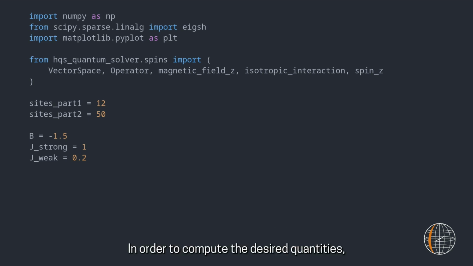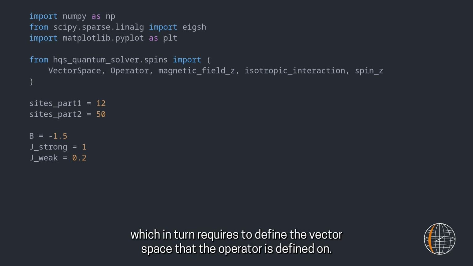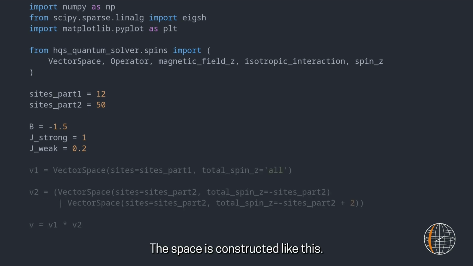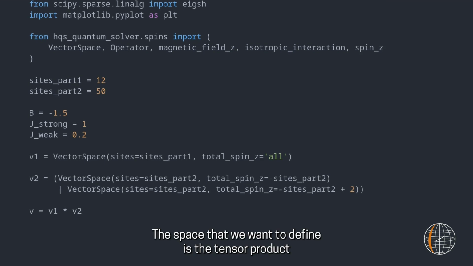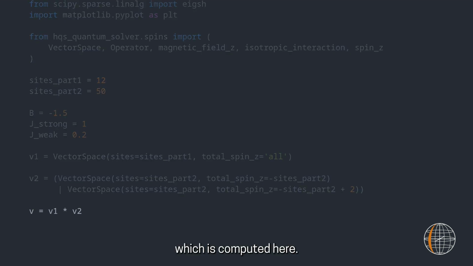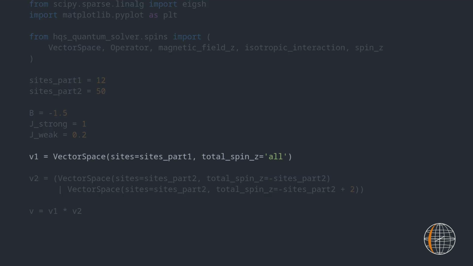In order to compute the desired quantities, we first need to construct the Hamiltonian of the system, which in turn requires us to define the vector space that the operator is defined on. The space is constructed like this. The space that we want to define is the tensor product of the two vector spaces v1 and v2, which is computed here. The space v1 is constructed by this line of code.